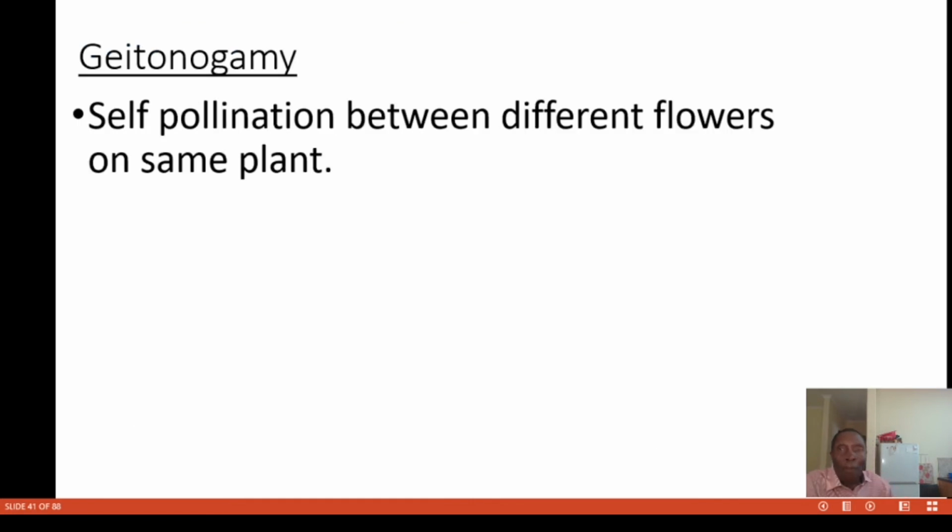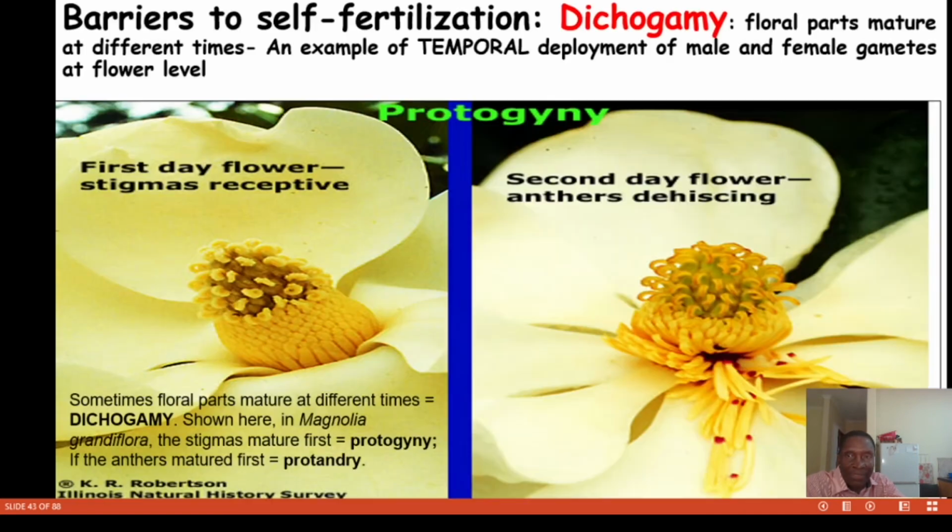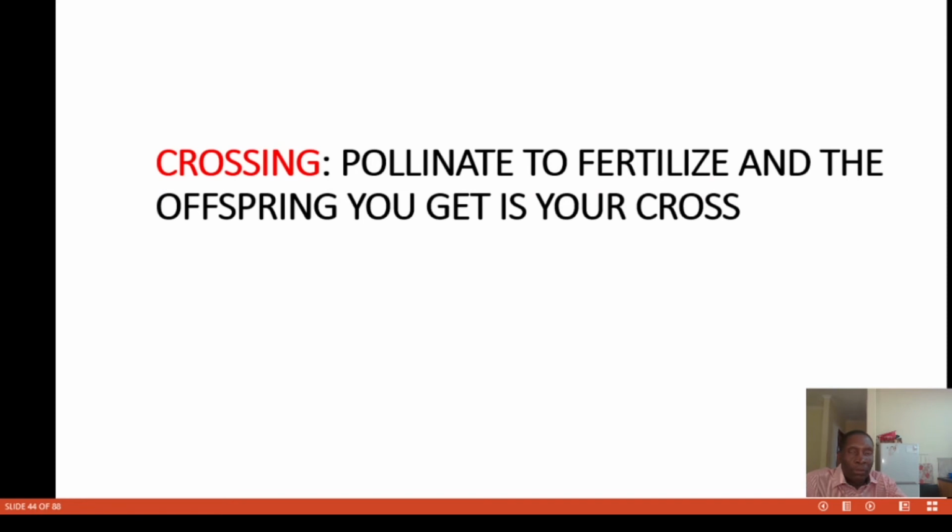Then we have the geitonogamy, self-pollination between different flowers on the same plant. This does not happen in maize. But where it happens, then we are talking about the geitonogamic plants. There are certain species of the kind. Now, these are simply the examples of dichogamy, as we mentioned before.